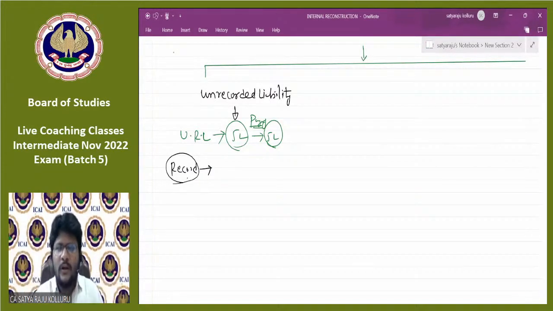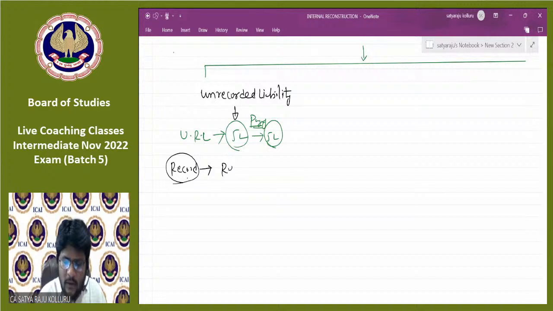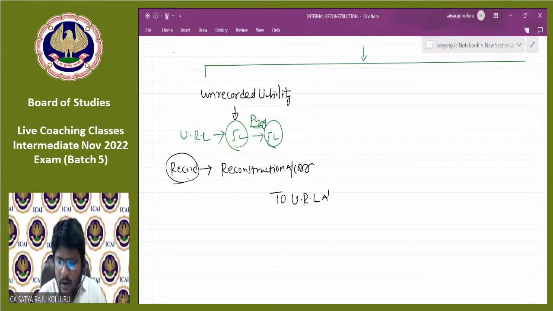In the normal course, if you forgot to record any liability and want to record it in your books of accounts, then the entry is profit and loss adjustment account debit to liability, or P&L account debit to liability. But we are in the process of internal reconstruction. Any profit or loss, we should record through the reconstruction account only. That's why the entry is reconstruction account debit to unrecorded liability account. Am I right, guys? All of you? Reconstruction account debit to unrecorded liability account. Amount, how much? 5 lakhs.